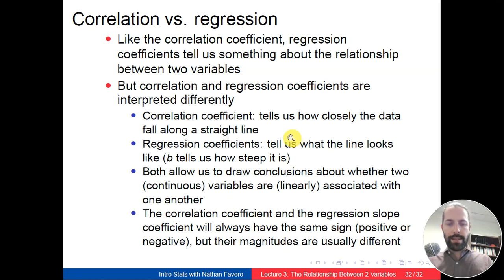Another thing to know is that anytime you have a positive correlation, you're also going to see a positive regression slope. Anytime you have a negative correlation coefficient, you're going to have a negative regression slope. So the sign of a correlation coefficient and a regression coefficient are always going to be the same. But correlation coefficients are always between -1 and 1. Regression coefficients, you can have a value like 5 or -20, right? They're not always going to be between -1 and 1. And they're telling us something different: what the line looks like, how steep it is, as opposed to how closely the data falls along that line.